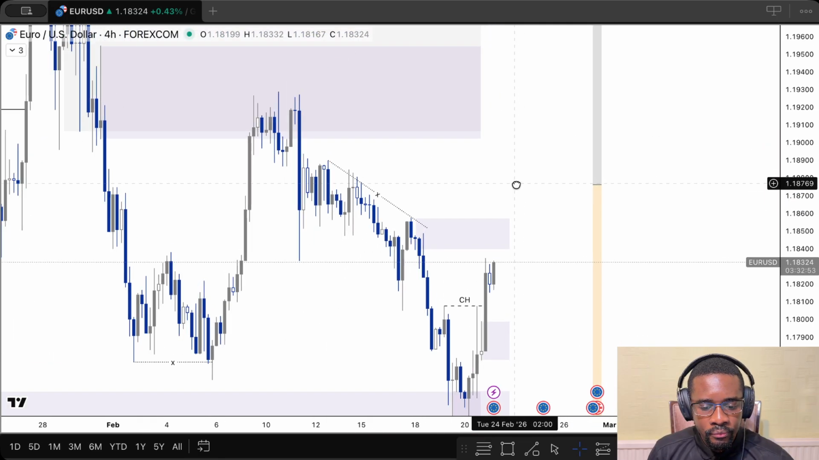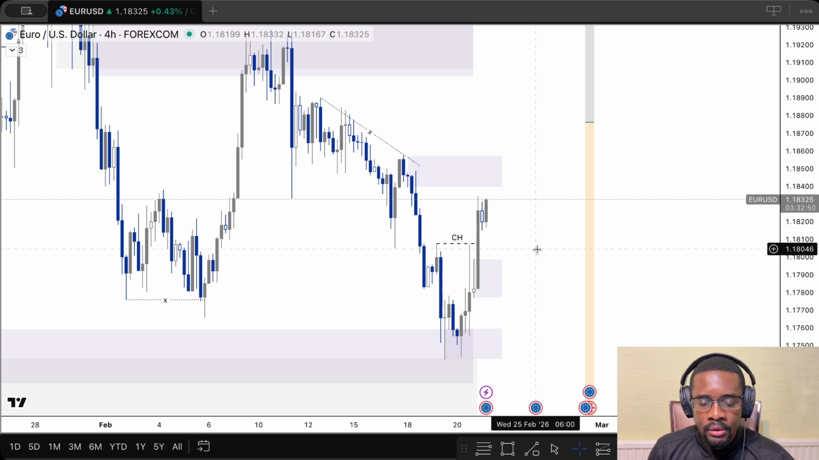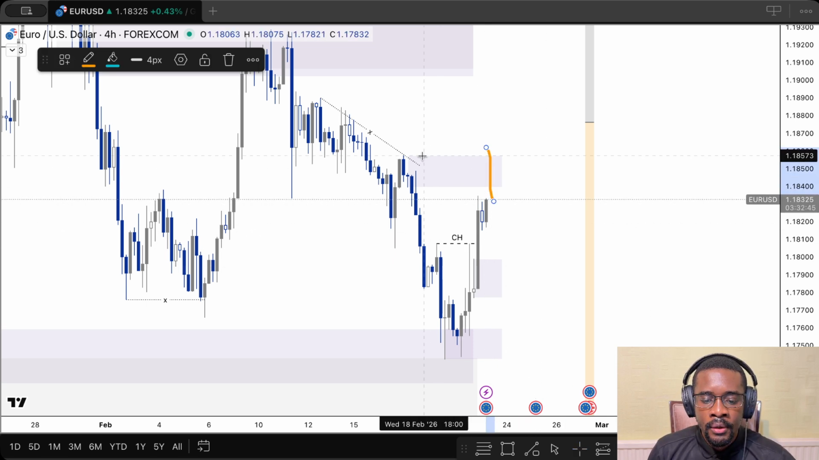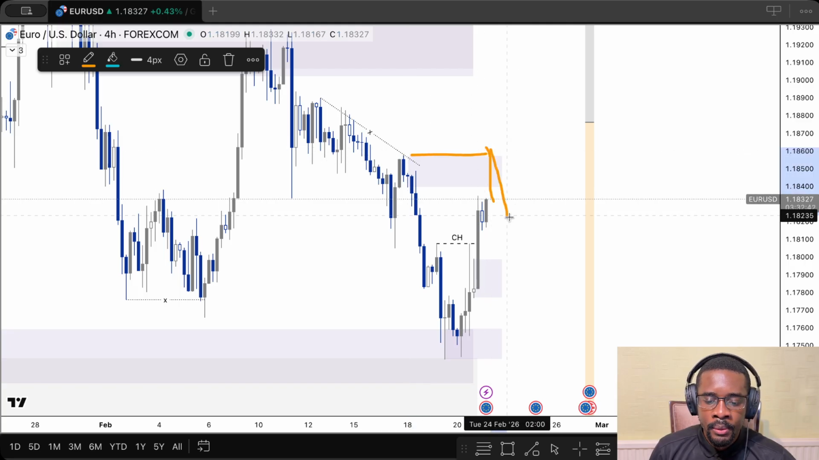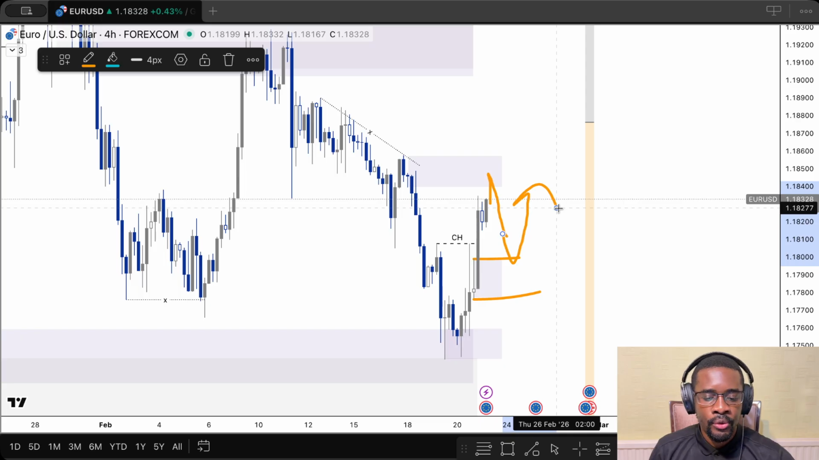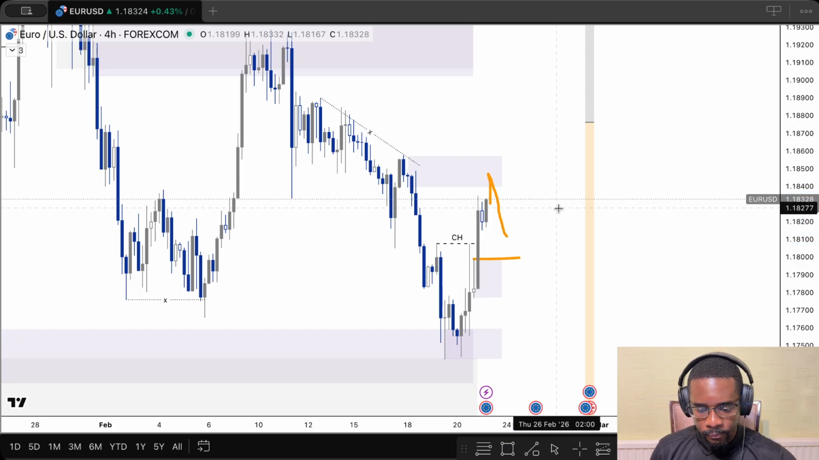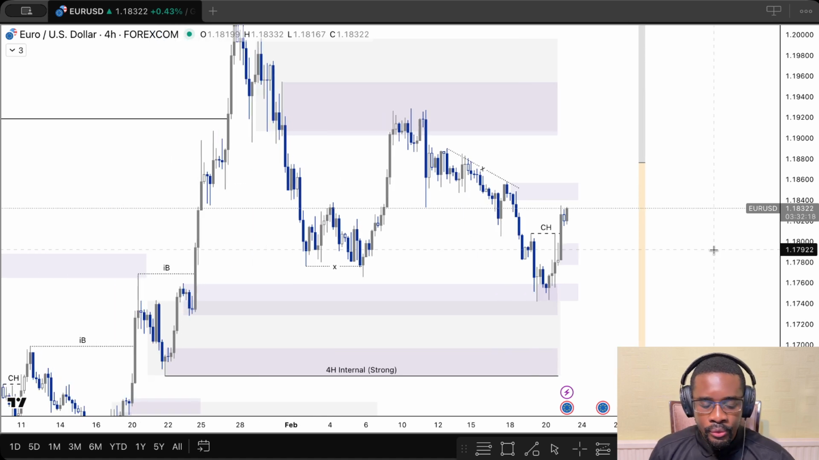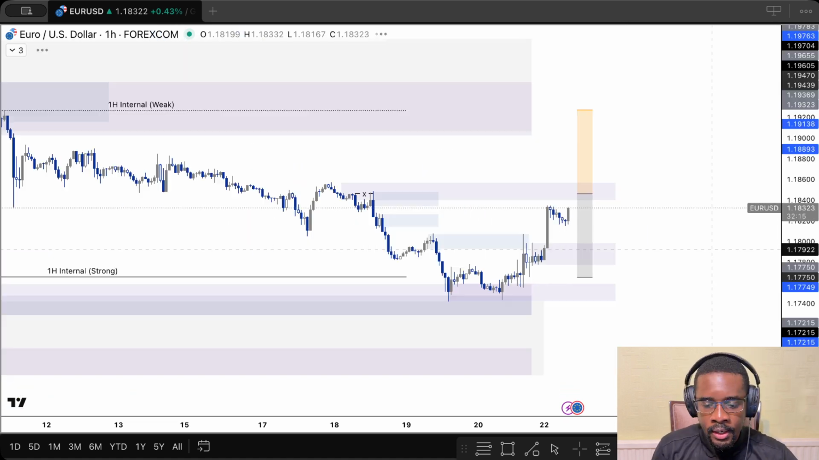My expectation would be that maybe price will continue to violate the supply, and maybe have a reaction to come down as well. If it doesn't come up and violate that, then it might come into the zone and then react. Hopefully it comes back down to mitigate this, and then we could look for the longs. So that's it on the 4-hour.